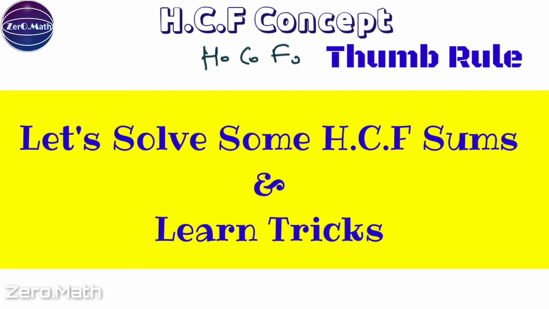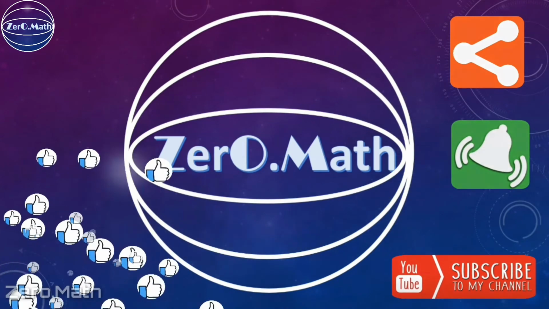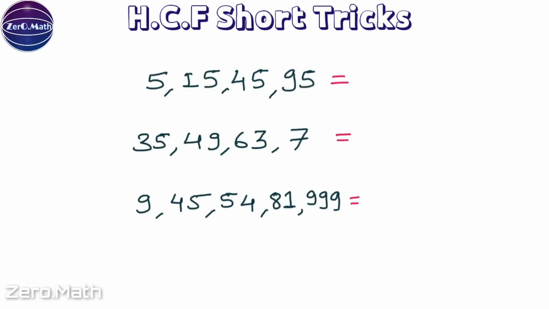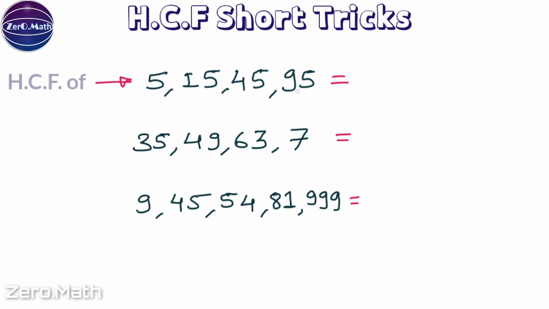Now let's start solving some HCF problems. Let's take the simple problems and then we will increase the complexity gradually. Let's find out the HCF of 5, 15, 45 and 95. Looking at this problem, I can write down the answer directly as 5.